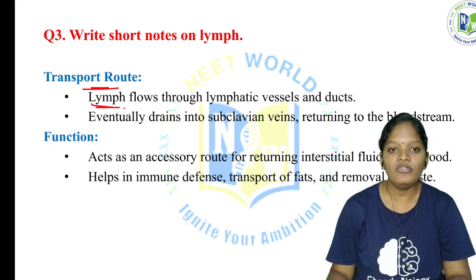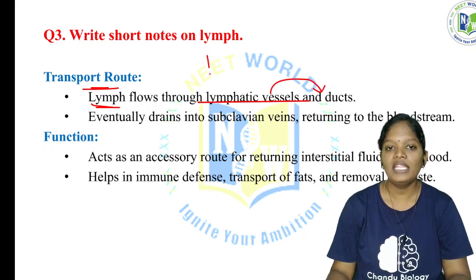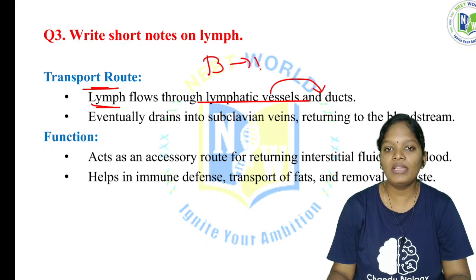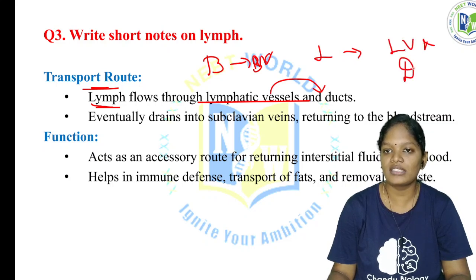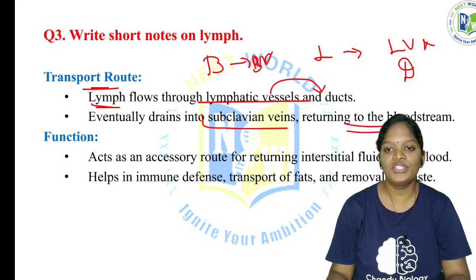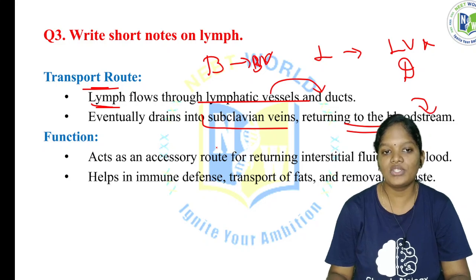The lymph flows through the lymphatic vessels and the ducts. Just as blood flows through the blood vessels and blood capillaries, in the same way lymph flows through the lymphatic vessels and lymph ducts. Eventually it drains into the subclavian veins and returns to the bloodstream. Anyhow, it has to mix with the bloodstream, no doubt about that.